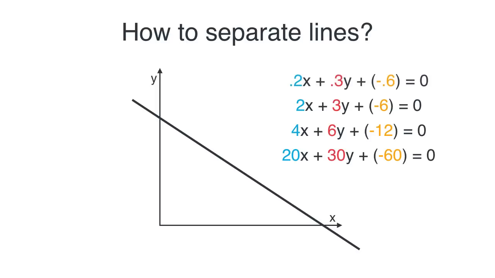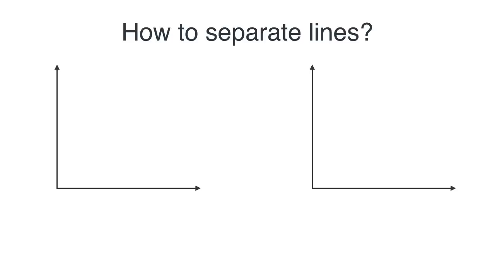For example, 0.2x plus 0.3y plus minus 0.6. That's dividing the original equation by 10. That also satisfies the same line. And I can even multiply it by negative numbers and it still works. But now, let's see what changes.